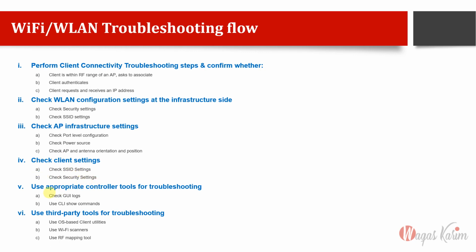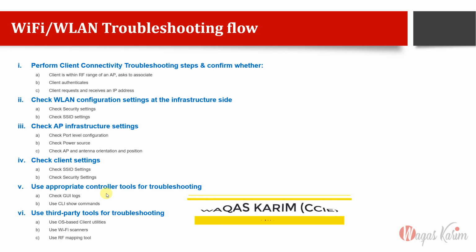If this is also good, then use appropriate controller tools. If you are using a wireless LAN controller, use those controller tools, like check the graphical user interface logs, check the CLI show command. If it's a Cisco access point, you can connect through telnet or SSH and then run the troubleshooting commands which I shared with you previously.